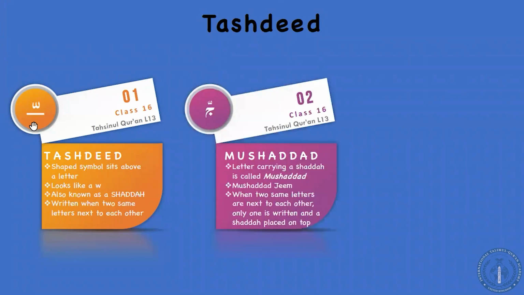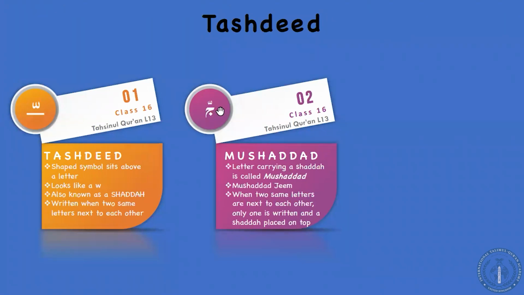Okay, so let's have a look over here. So here I've got a jim with the tashdid symbol on top, as you can see in this purple circle. Now this jim has a tashdid because there are two jims. So instead of writing the jim twice, we can simply write the tashdid symbol on top, and that's how it appears.